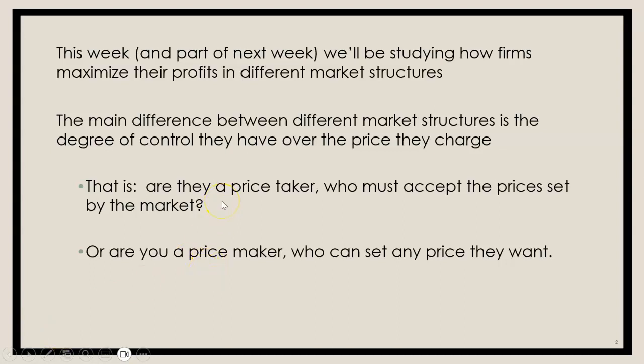Okay, so this week and part of next week, we'll be studying how firms maximize their profits in different market structures. The main difference between these market structures is the degree of control that the firms in those markets have over the price they charge. Basically, firms can fall into two different categories. The first is they might be a price taker. That is, they must accept the prices set by the market, by supply and demand in the market.